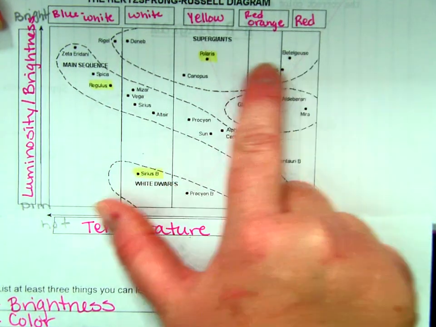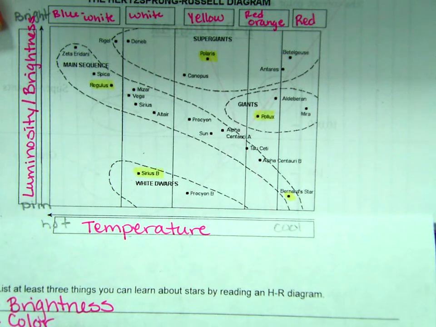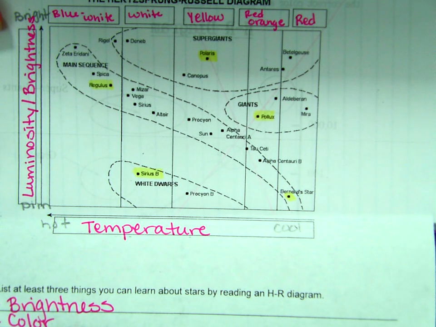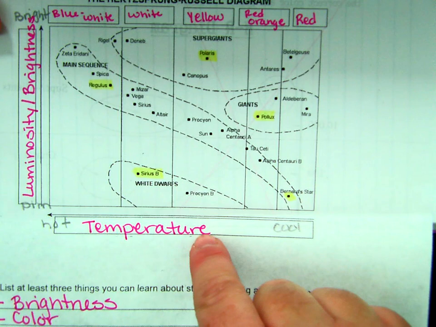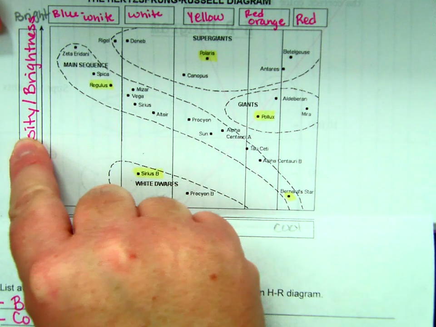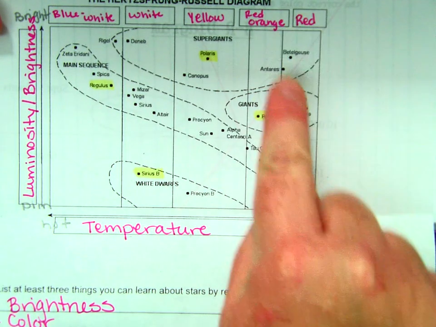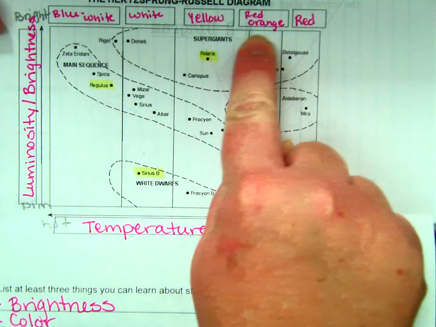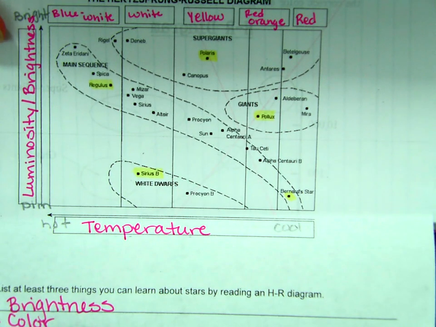And they call this spectral class. Spectral class just means where they rank in size. So when you put all four of these things together, temperature, brightness, color, and spectral class, you can then plot all the stars in the universe.